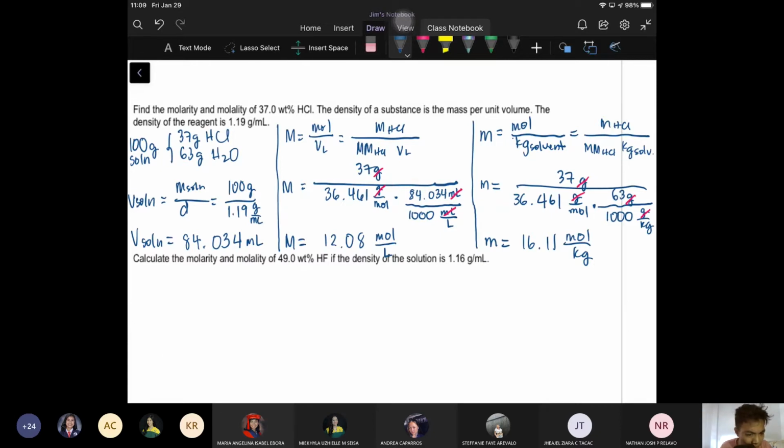Si Gabriel: Bakit 36.461 yung molar mass? Yun yung nakalagay sa periodic table ko eh. Check ko nga kung same lang din dito. Check ko lang.